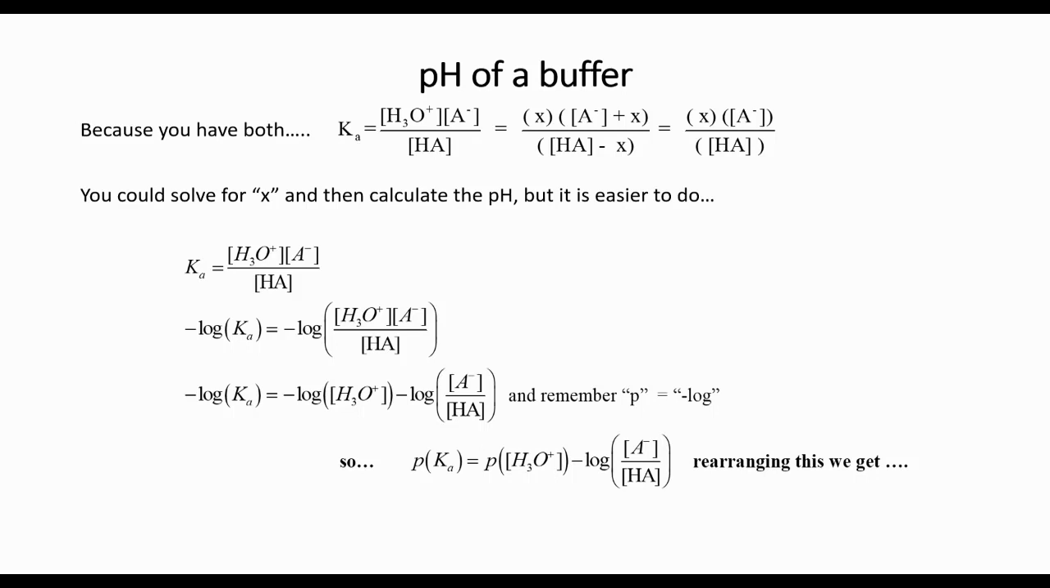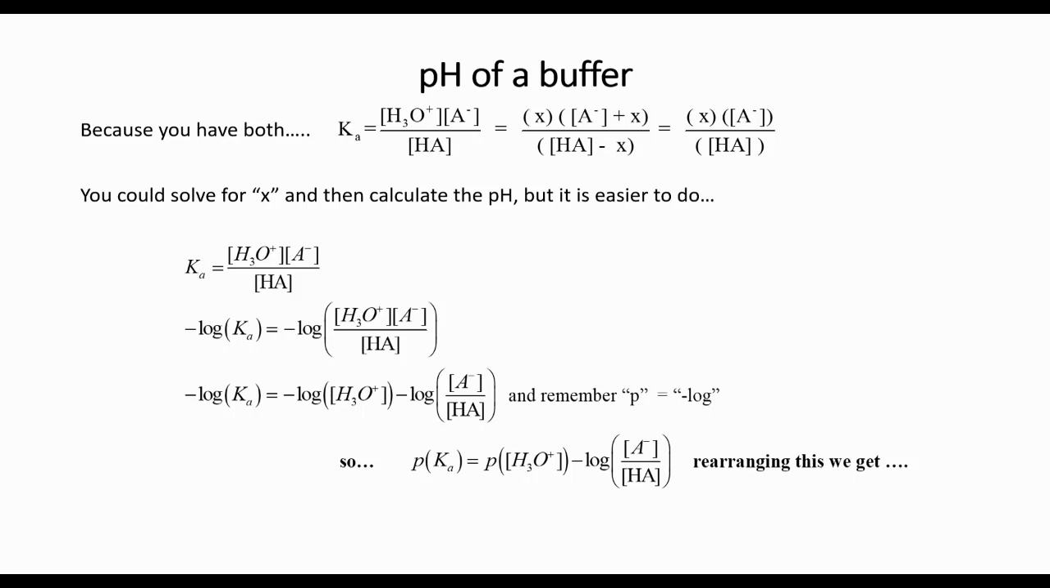Ka expression, cool. Take the negative log of both sides. Then on the right-hand side, since you have a multiplication, we can separate out those two negative logs. Remember, p is negative log. So for two of them, I'm going to substitute a p, but not for the ratio. I'm going to keep that as a negative log. So hang tight and just follow that: negative log of both sides, breaking up the multiplication, adding in the p for negative log.